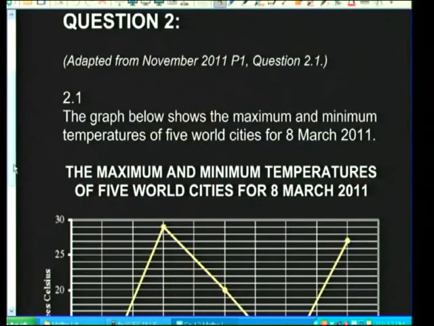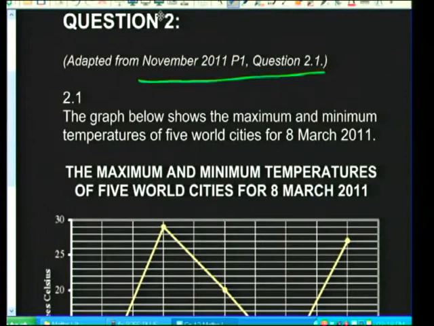Welcome back, folk. We're busy looking at graph work. We've done a very, very basic question, paper 1 type of question. And now what we're going to do is another paper 1 type question. Let's have a look here. It's adapted from the November 2011 paper 1. In other words, it's real life stuff. This came from last year's matric paper.